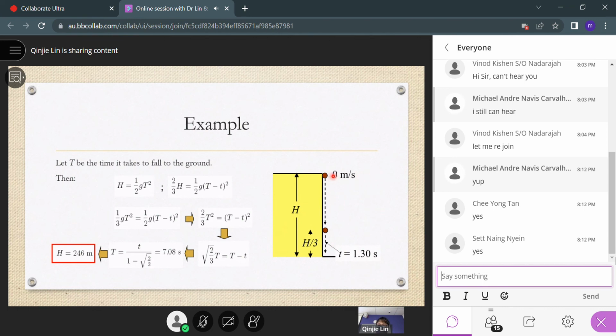Okay, so the time taken from the top to the bottom is capital T. So we can write out an equation for that. What equation will you use? You will use this one. This is from S equals UT plus half AT squared.